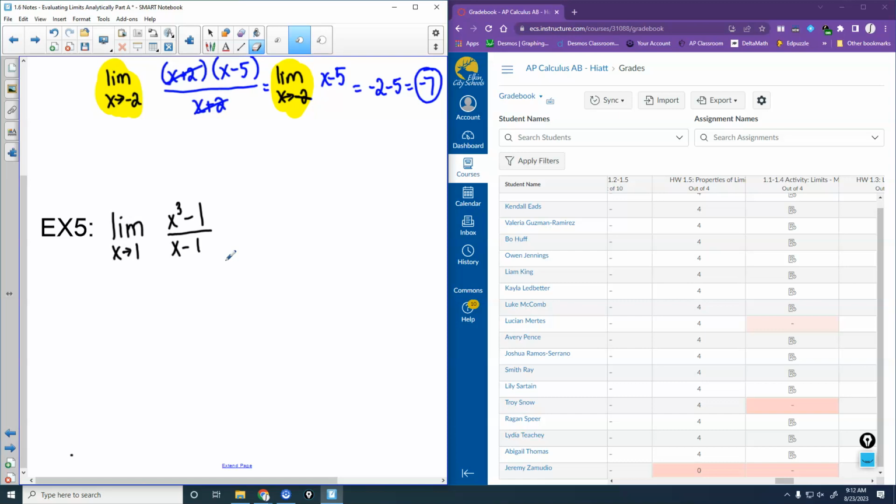I don't think you guys know how to do this. So the reason I'm putting this here is because our textbook has some of these problems where you have to factor a cube.